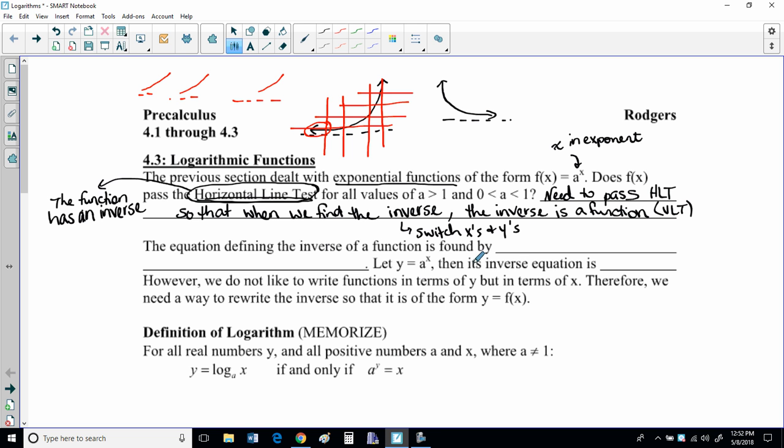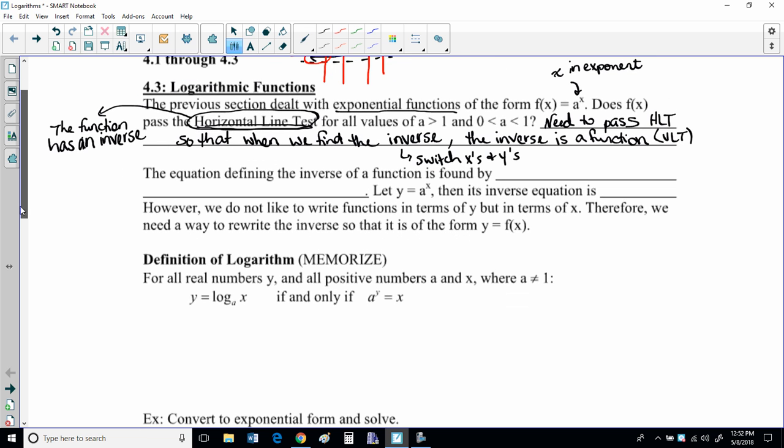The equation defining the inverse of a function is found by, I just said it right here, I jumped the gun, as usual. It's found by switching the x's and the y's. Let y equal a to the x. That's an exponential. Then its inverse equation is, give me a second. Okay, it's x equals a to the y.